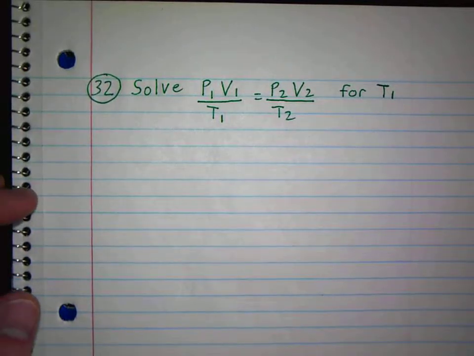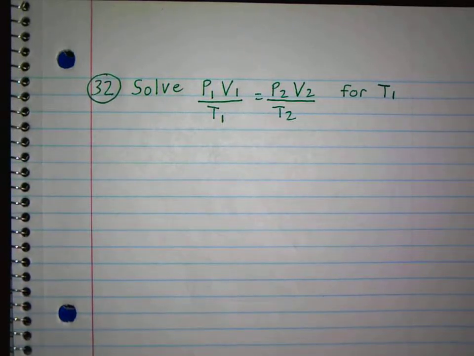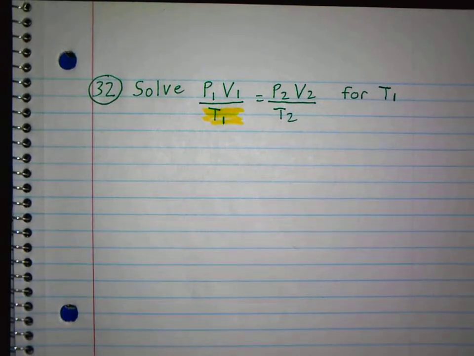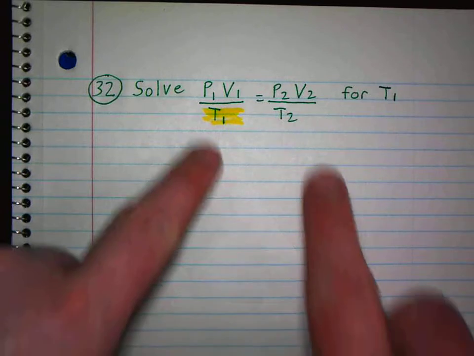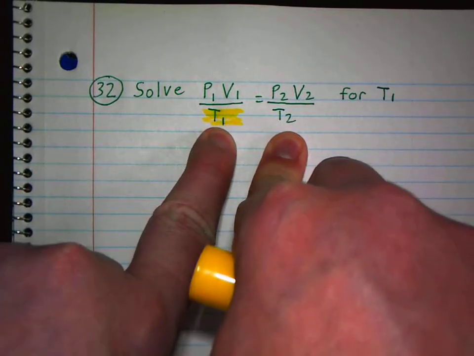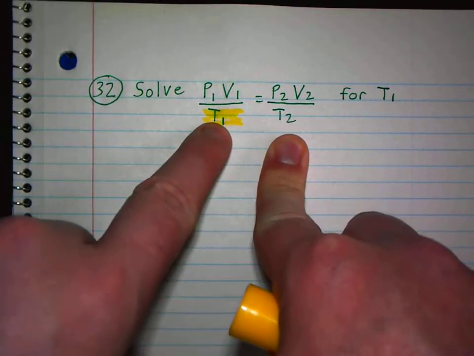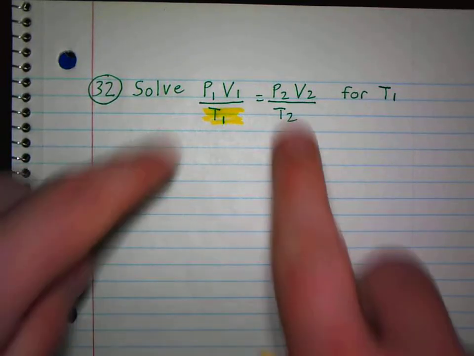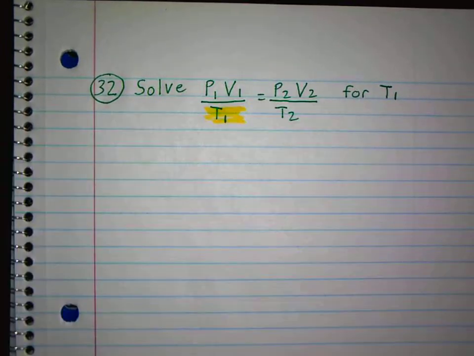Okay, so solve P1 V1 divided by T1 equals P2 V2 divided by T2 for T1. So here is my T1. A couple things to keep in mind. These T's are completely different variables. I believe it's temperature for one, temperature for two. Okay? And these P's are separate and these V's are separate, so you cannot combine them.